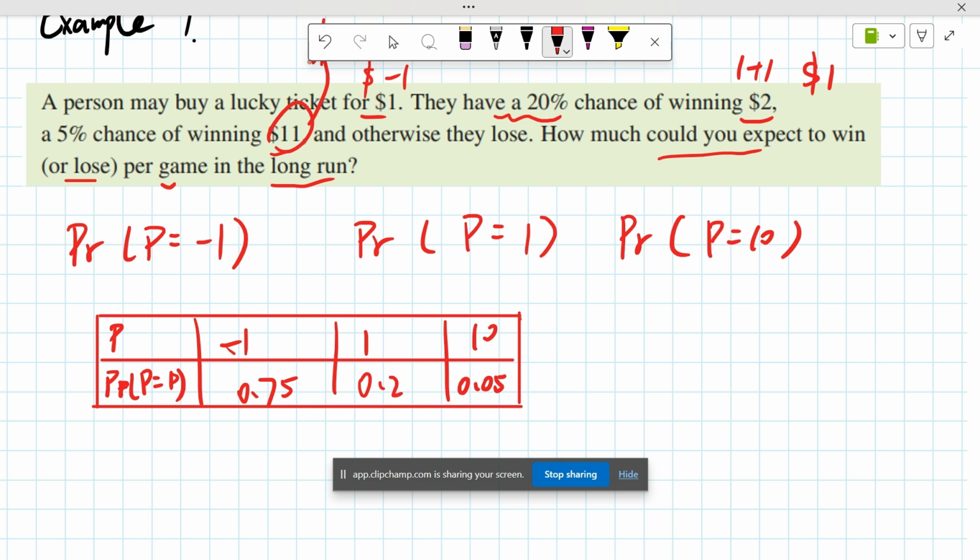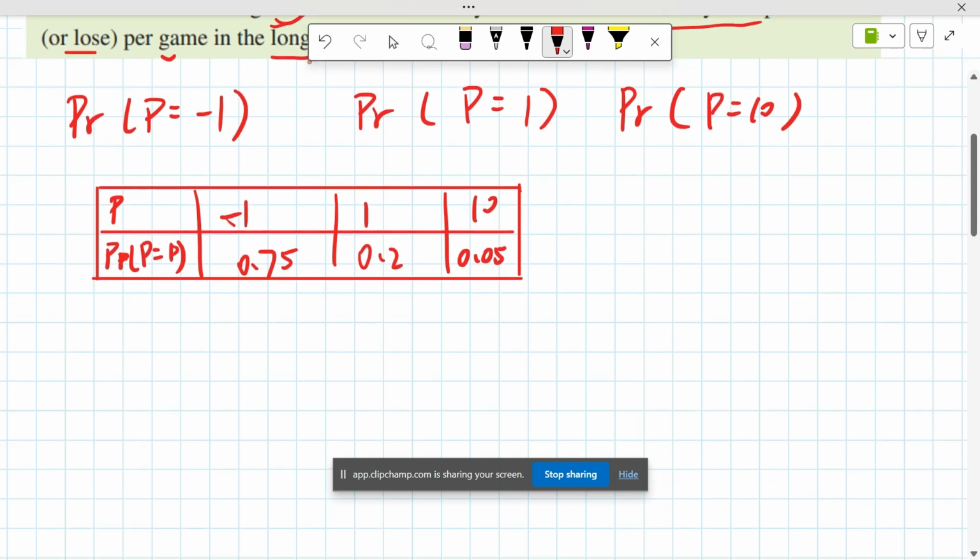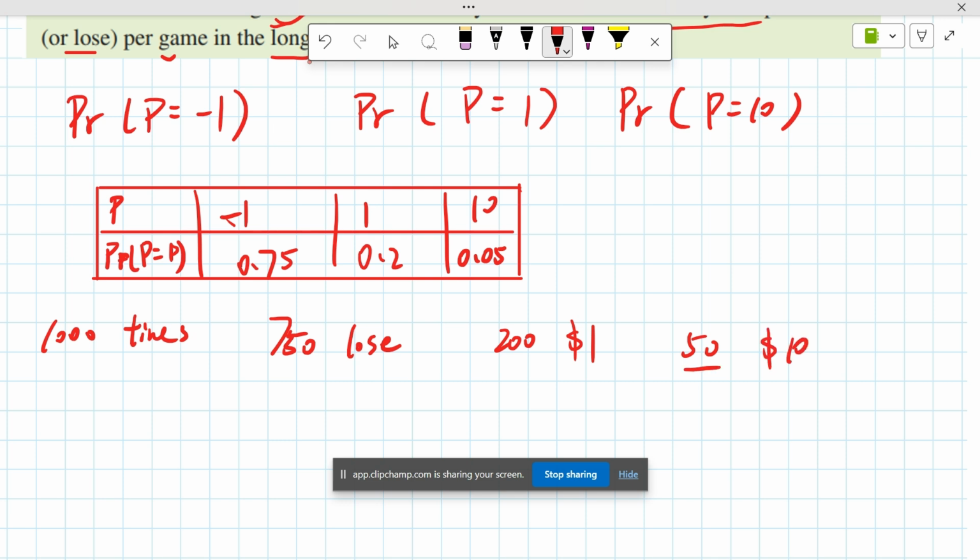So we play maybe 1,000 times. If you play 1,000 times, 750 times you will lose, 200 times you will get $1, and 50 times you will win the $10. So this is the ratio.